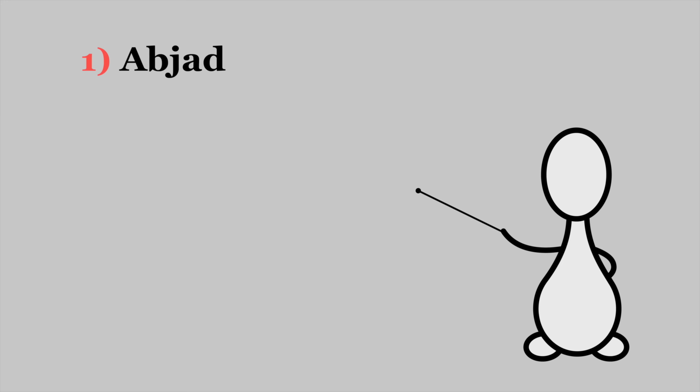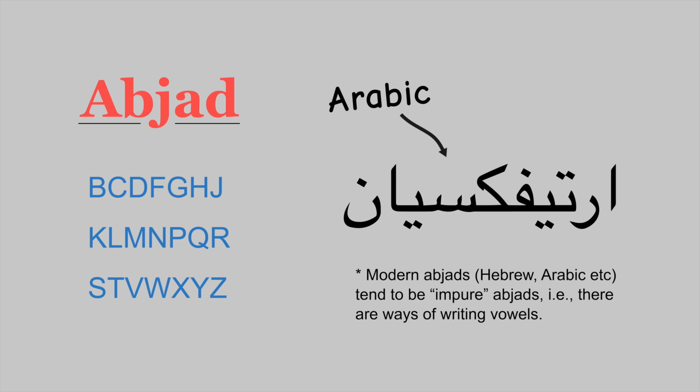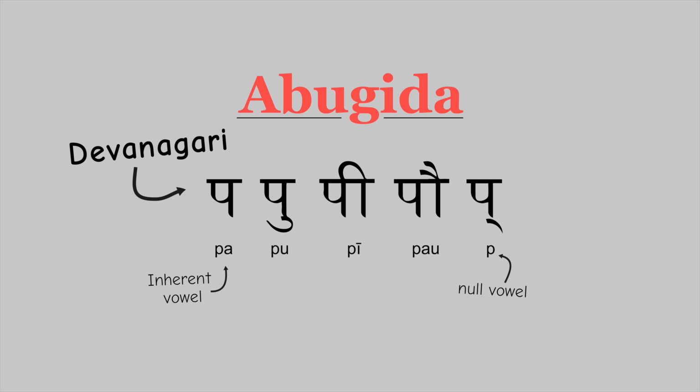In an abjad, only consonants get symbols. Vowels are inferred by the reader, not written. Alphabets contain a separate glyph for each consonant and vowel. Abugidas contain a separate glyph for every consonant-vowel pairing. Vowels here are of secondary importance and are usually marked in as diacritics.